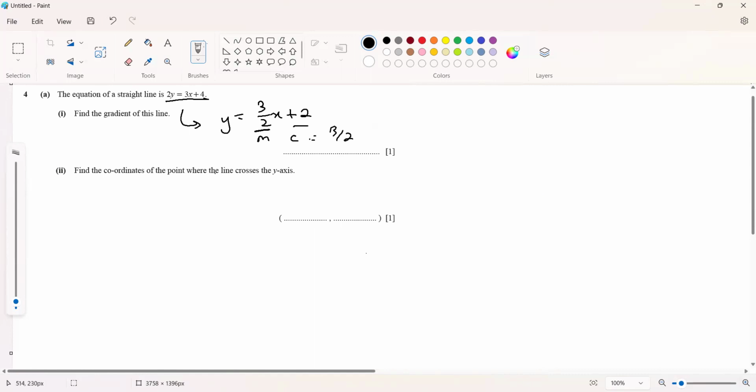Right. So find the coordinates where the line crosses the y-axis. Your c is simply 2, so it's (0, 2). Crossing the y-axis is basically the y-intercept of the question. Right, that's about it.